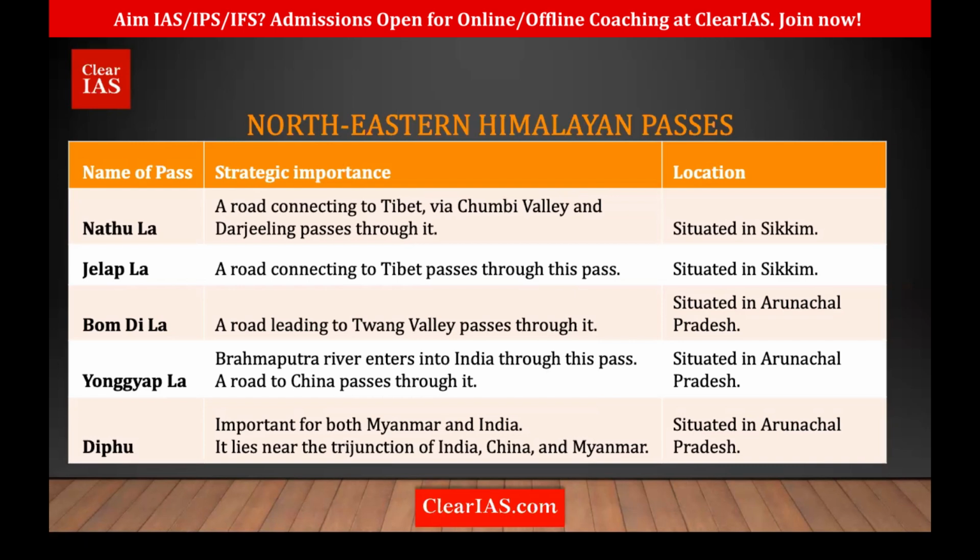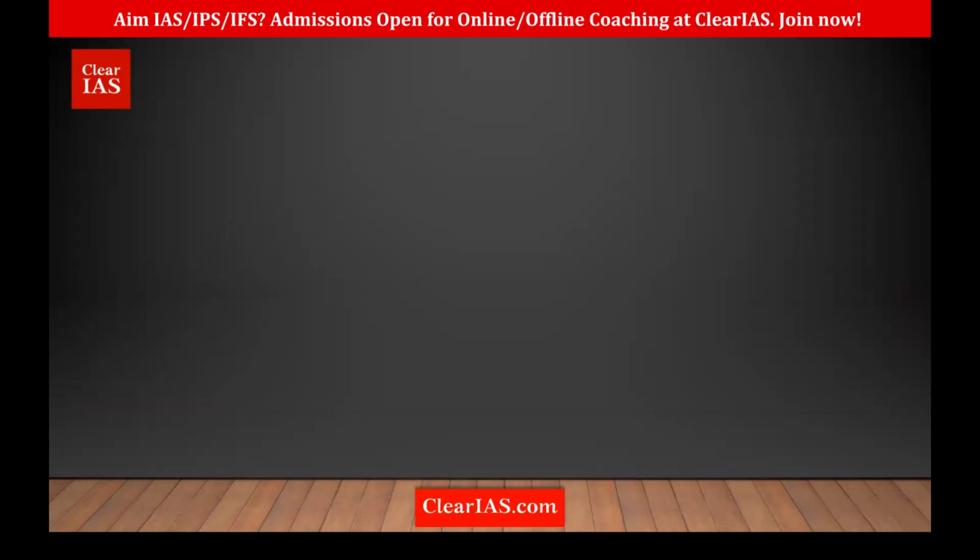Then Bomdila is there. Bomdila, Yonggyap La, Allah, and Diphu are all in Arunachal Pradesh. Bomdila connects to the Tawang Valley. And Yonggyap La is the one through which the Brahmaputra enters India. And Diphu pass is at the tri-junction of China, India, and Myanmar. So that is the Diphu pass.